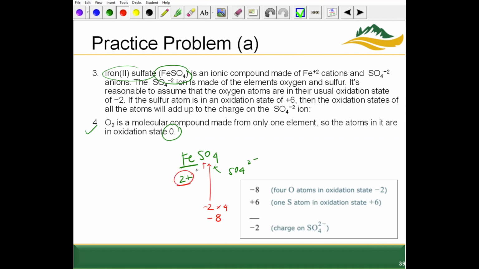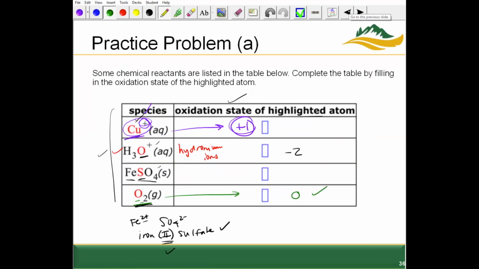So this is +2, this is -8. This whole molecule, or this whole ionic compound, is neutral. So we have 2+ plus the charge on sulfur, which we'll figure out, plus -8 from the 4 oxygens has to total up to 0. So this is -6 and sulfur. That means that sulfur has to be +6 to make this total up to 0. So here's sulfur +6.